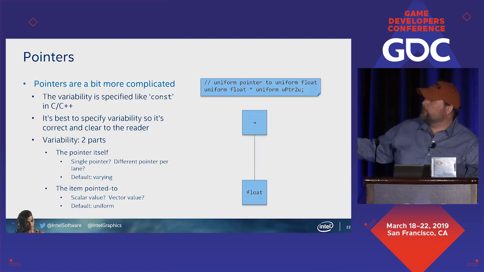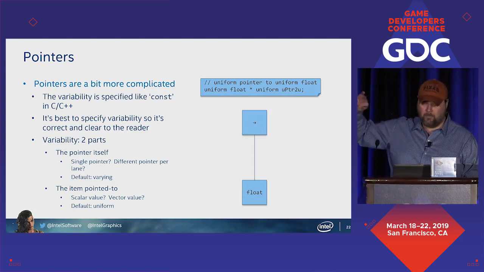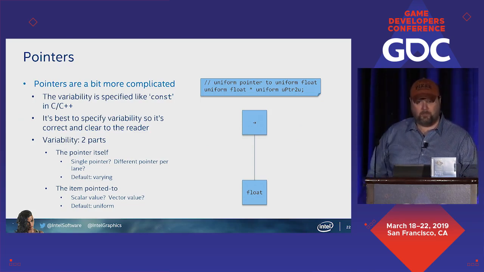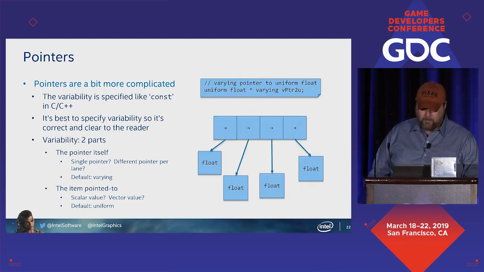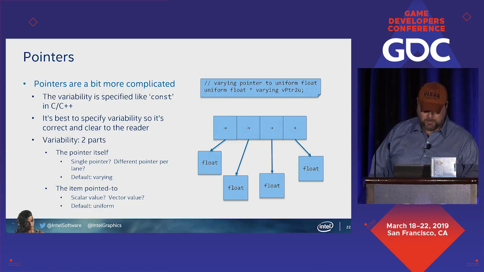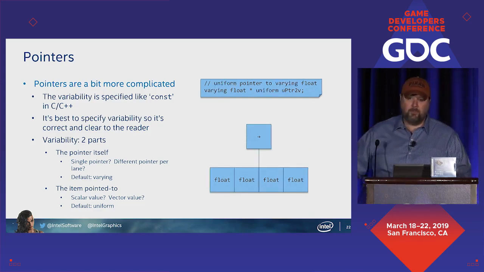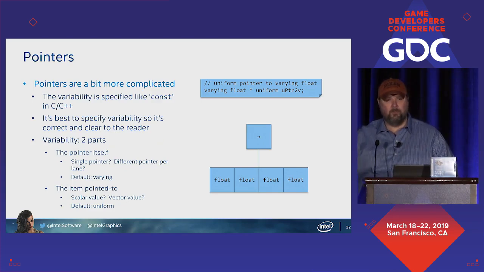Here we've got a uniform pointer to a uniform memory location. And this is typical C and C++ pointers. Here we have a varying pointer to a uniform float. So we have a pointer per lane that points to some random memory location. And then we have a uniform pointer to varying floats. We have a single pointer to 4, 8, or 16 floats.